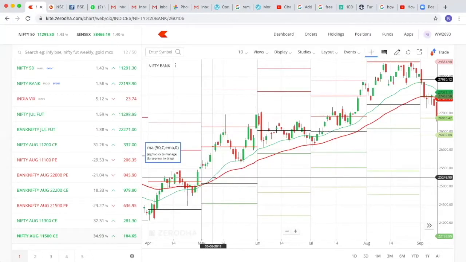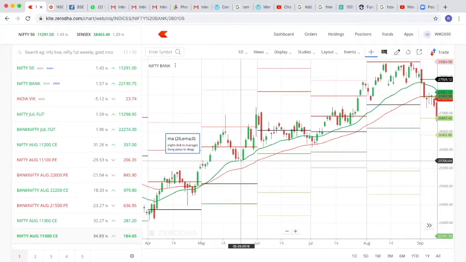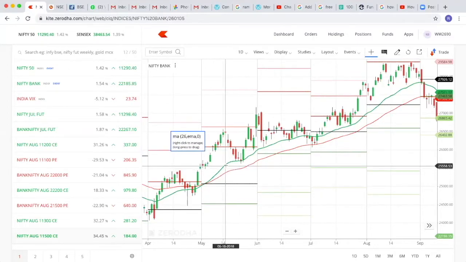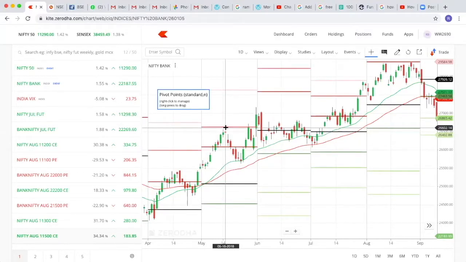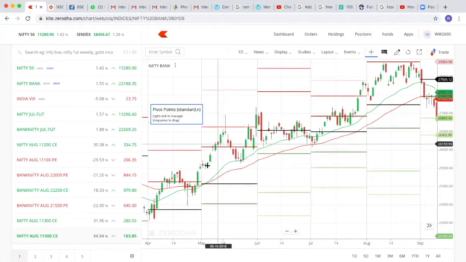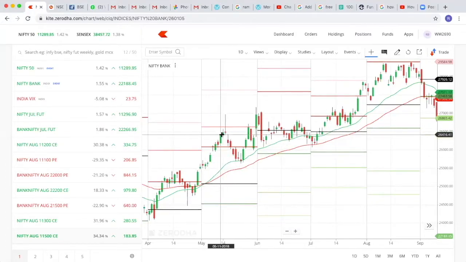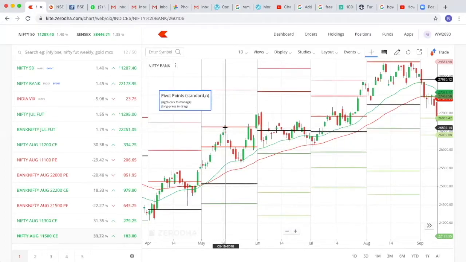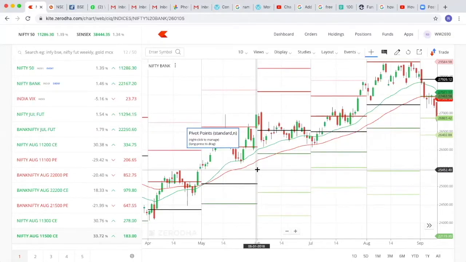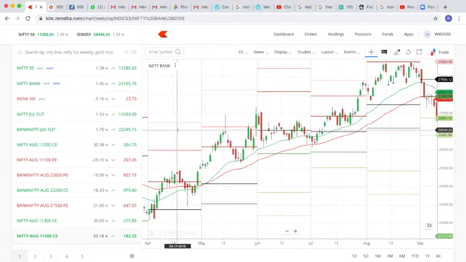For example, the moving average is showing positive, but how will you decide whether I should take the trade over here or not? You'll see that the last 5-6 days the market has been positive, and after that you'll start taking a trade here, and then the market will fall down. So the pivot points are very, very crucial to know. That means here most of the sellers get activated.